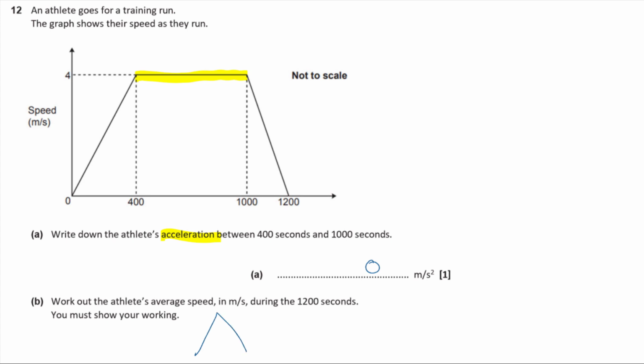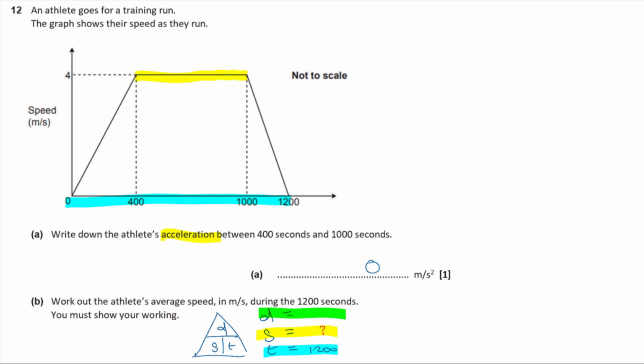Drawing my distance, speed, time triangle, DST. What do I know? What do I need to find? I want to find average speed. That's the one I don't know. Now I know time. Time is easy squeezy. That's just the amount of time for the whole journey, 1,200 seconds. What about distance? Do I know distance?